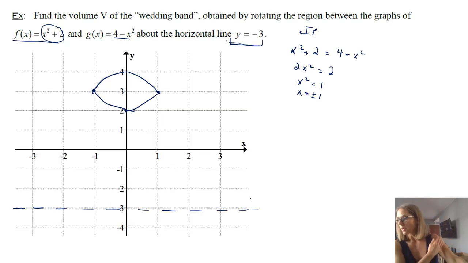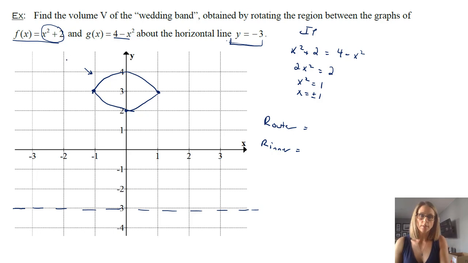So the way that we think about this is, I'll do this part and then I'm going to switch because I have more space on the next slide. So let's think of the radius of the outer function and the radius of the inner function. This outer function here, we already said was g of x, 4 minus x squared, because that's on the outside when it goes around, and the f of x here is actually the inner, which is x squared plus 2, and so that's going to be on the inside.